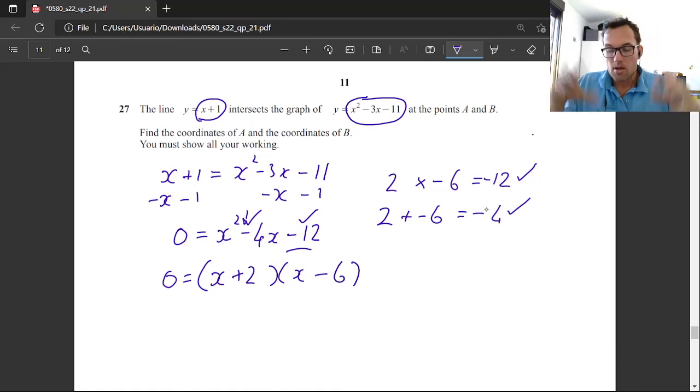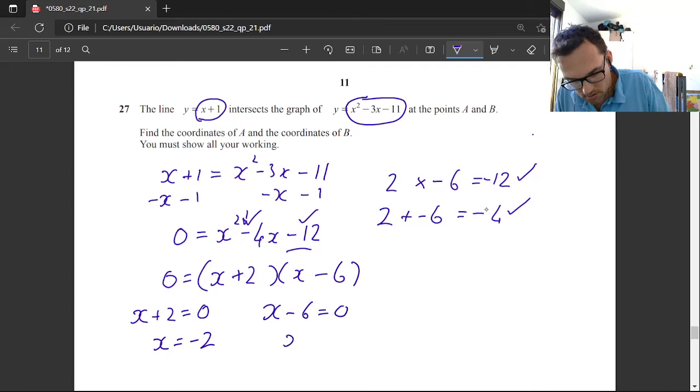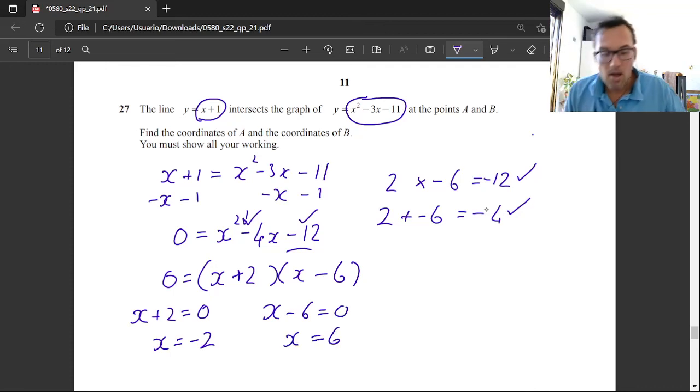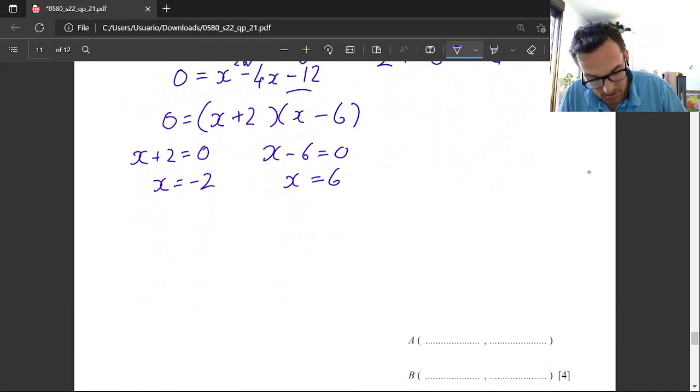Right. Now, split them up, set them each equal to 0. So we get x plus 2 equals 0. That means x equals minus 2. And we get x minus 6 equal to 0. That means x equals 6. Brilliant. We now have our x values, minus 2 and 6. We just need to find our y values.